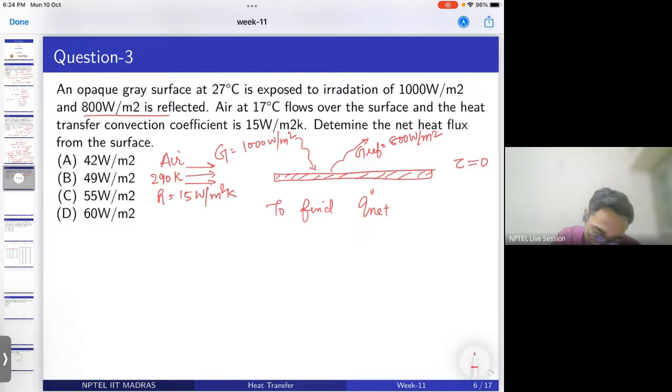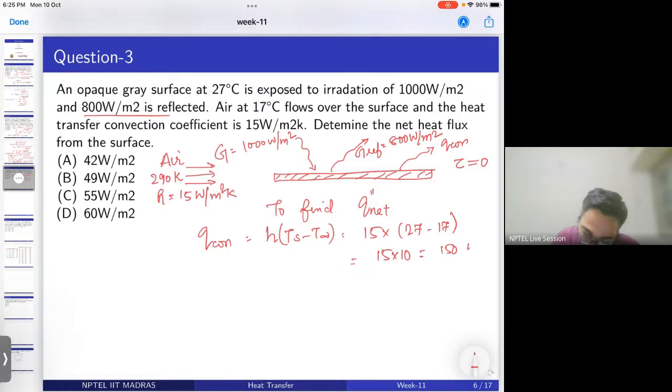So there will be some convection losses also. So first we will find that Q convection is equal to h times (T_s minus T infinity). H is given as 15 into (27 minus 17). 15 into 10, that is 150 watts per meter square is the convection loss. Here we are considering only the top surface, because if it is not specified that the bottom surface is also participating in heat transfer. But if it is specified clearly in the question, we should also consider it.